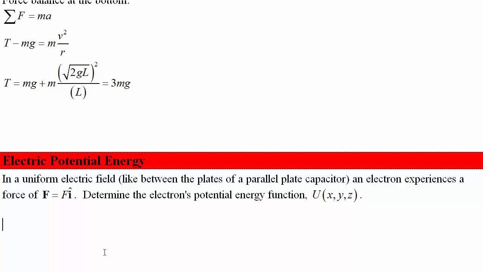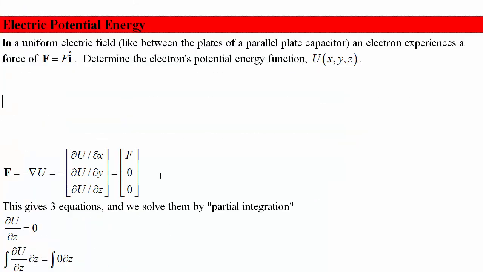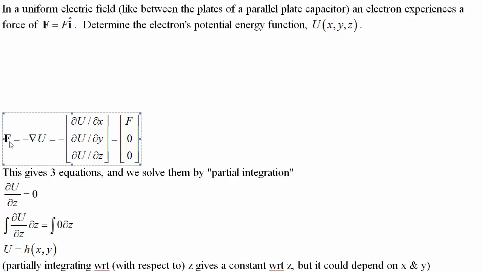What we're going to do is try and do this the rigorous official way that'll work in general, and this is using a technique called partial integration. So we write out our gradient expression here. The force should be equal to negative grad of u, and what we're going to do is try and solve this set of 3 equations for u. So let's start with the z equation.